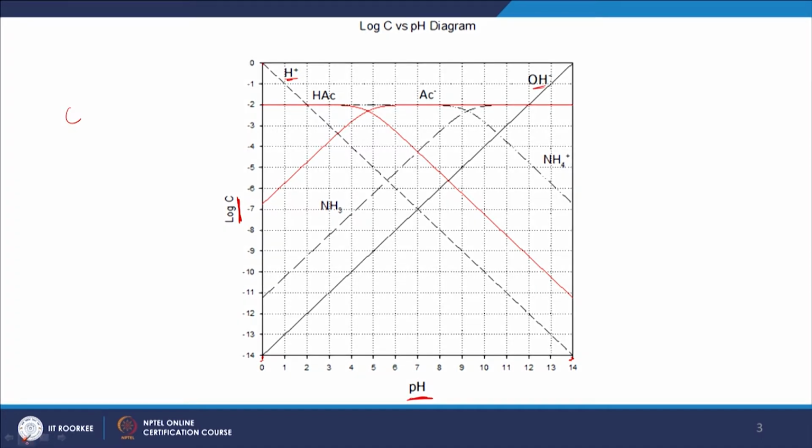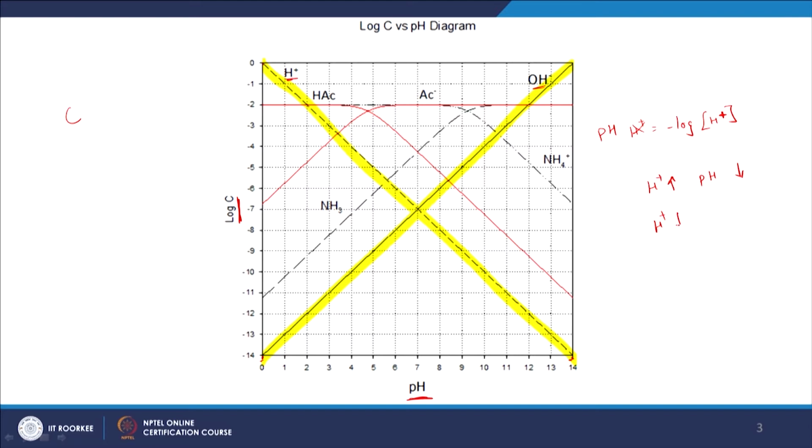So what are we looking at here? We are looking at H plus and also OH minus initially, right. So again what is H plus? pH is equal to minus log concentration of H plus, right. So what happens as you increase the concentration of your H plus? The pH will decrease, right. As you increase H plus concentration, pH is going to decrease.